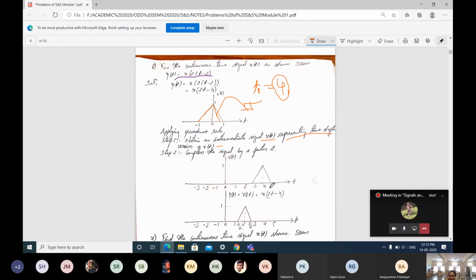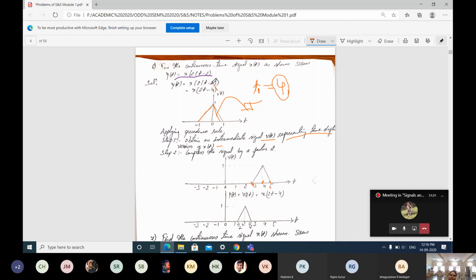Observe here. 1 plus 4 is 5. Then 0 plus 4 is 4. Then minus 1 plus 4 is 3. This is the third position: 3, 4, 5. Means the whole signal is shifted towards the right by 4 positions. When I draw this, you will get the same whole triangle shifted by 4 positions to the right. So we will get a triangle signal varying from 3 to 5. This is our intermediate signal, that is v of t.